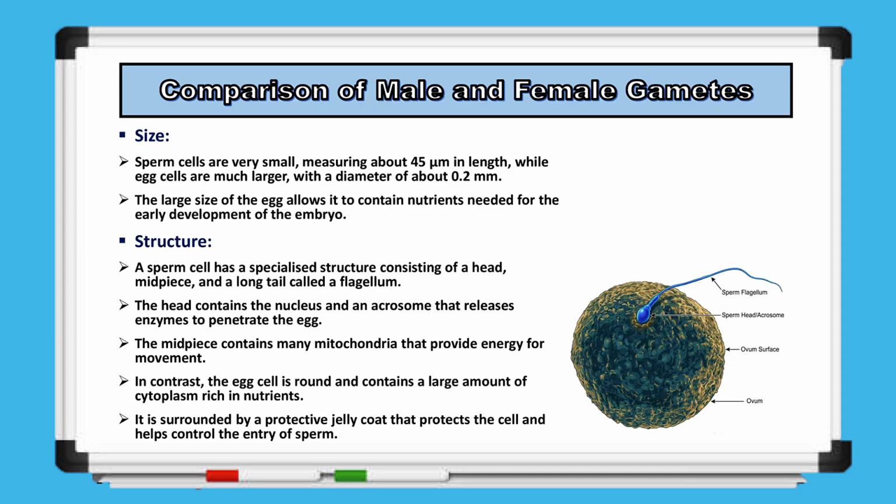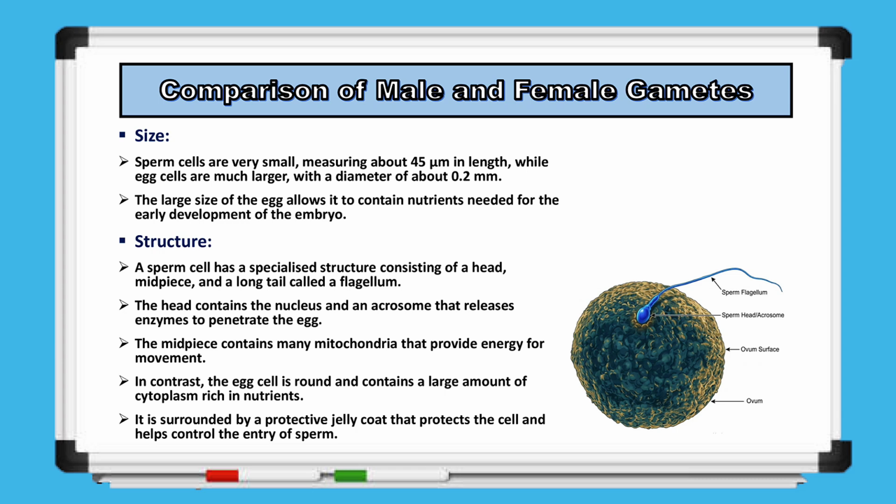So, let us compare male and female gametes in a simple way. In terms of size, sperm cells are very small, measuring about 45 micrometers in length, while egg cells are much larger, with a diameter of about 0.2 millimeters. The large size of the egg allows it to store nutrients that support the early development of the embryo.